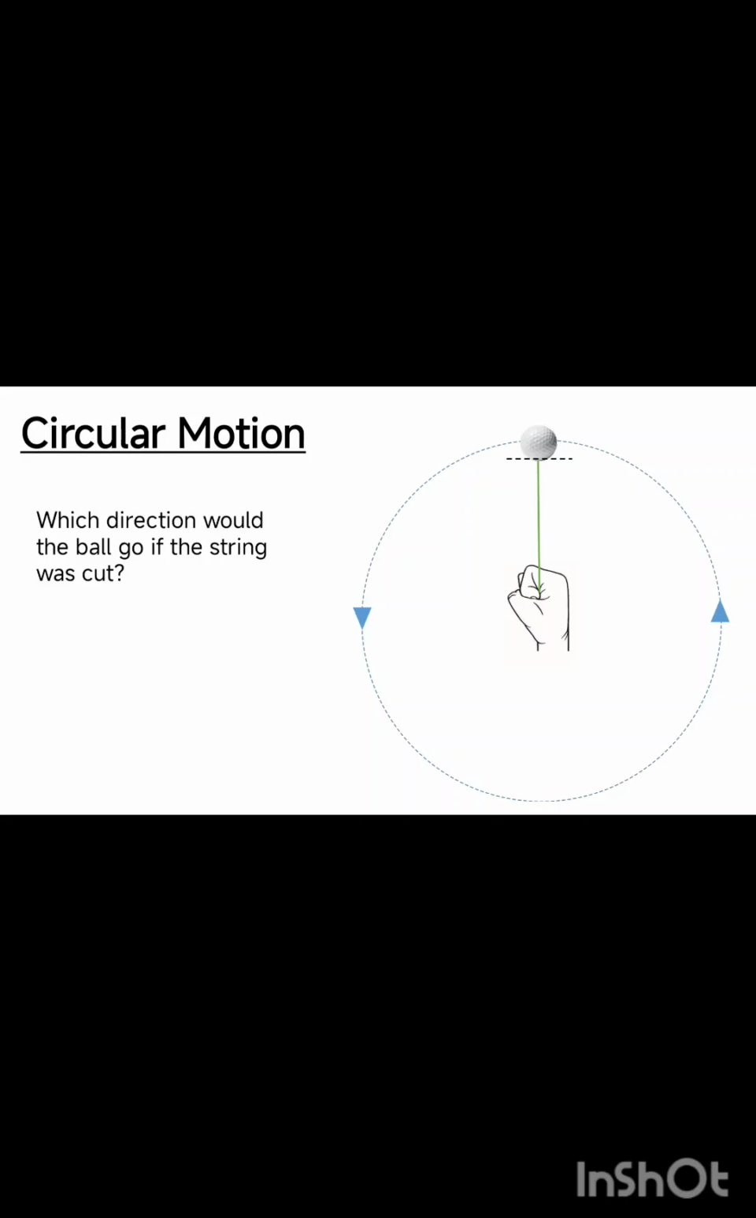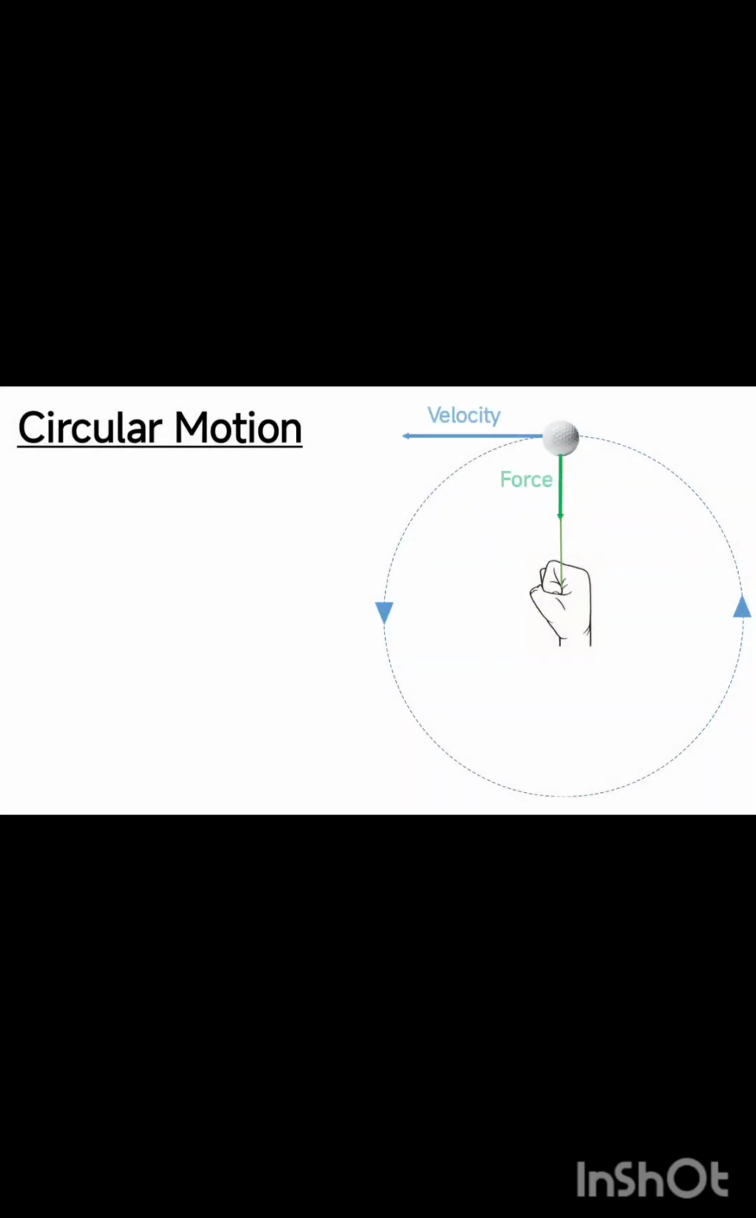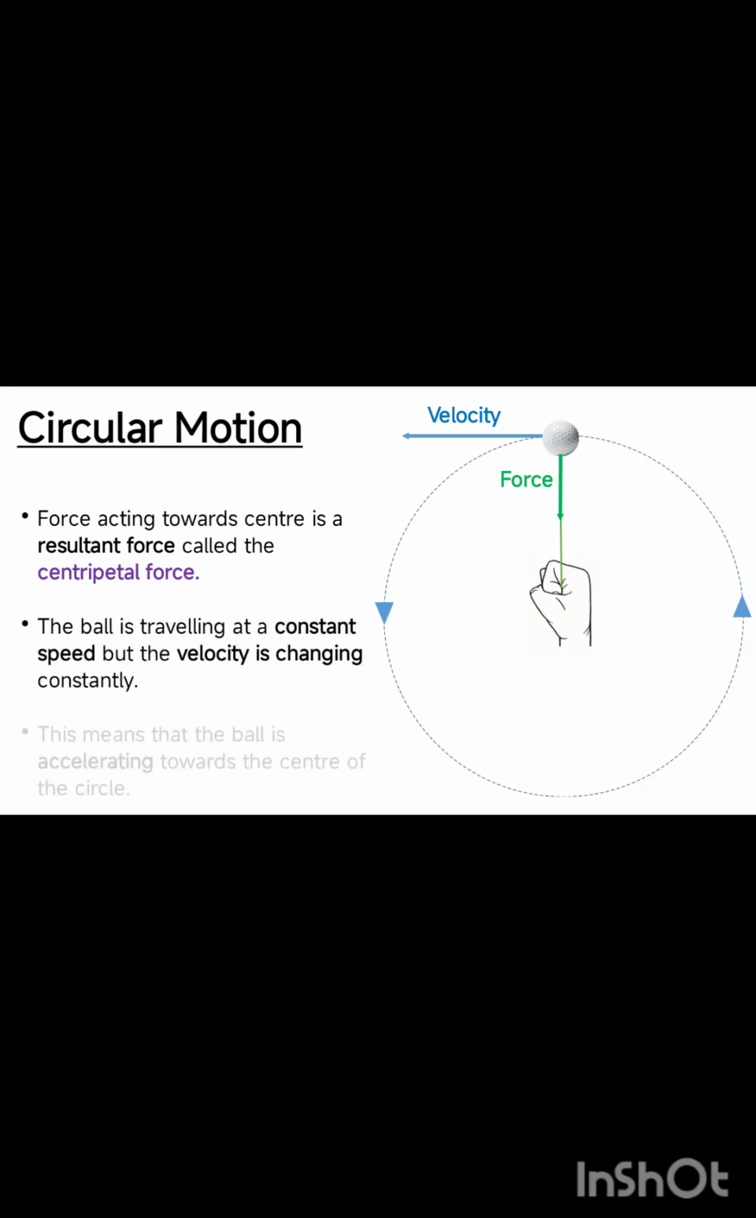So what do you think? What will be the direction of the velocity? We have three options: A, B, and C. Of course, if the string is cut, the object is going to move in the direction of B. So we can say that the direction of the velocity is in the direction of B, that is, tangent to the circle. So the velocity direction is always tangent to the circle, and the force is always towards the center of the circle. We are going to study this force, the centripetal force, and this velocity in our next video.